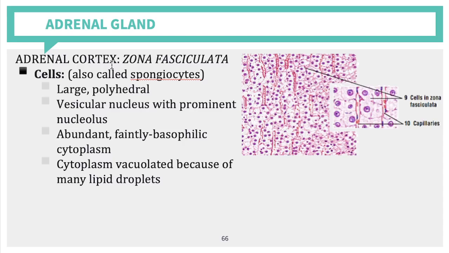What are the cells? The cells in your zona fasciculata, we term as spongocytes. What are these spongocytes? They are large, polyhedral, with a vesicular nucleus with a very prominent nucleolus. They have abundant, faintly basophilic cytoplasm. And take note, the cytoplasm is vacuolated because of the many lipid droplets. Again, your spongocytes: abundant, faintly basophilic cytoplasm, with vacuolation because of the different lipid droplets.